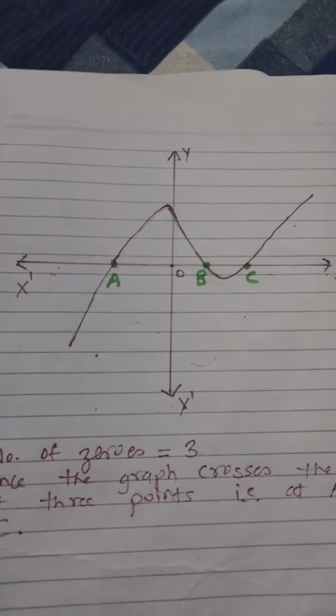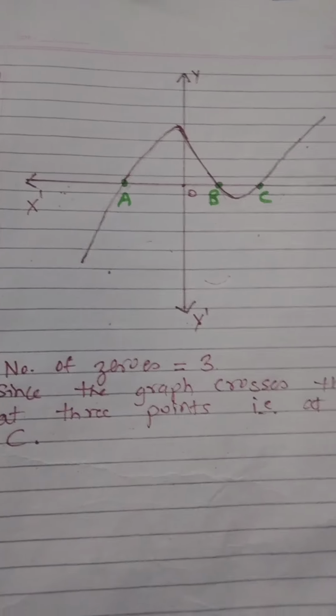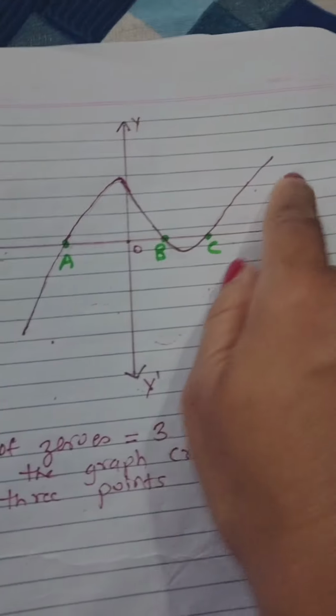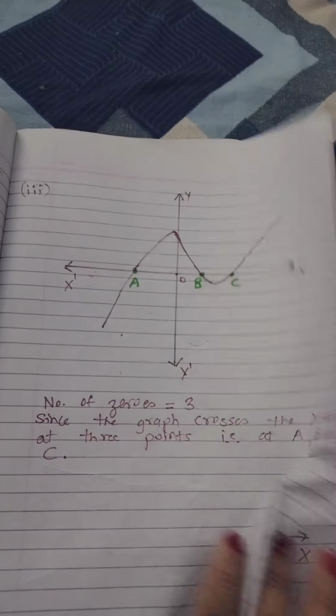Now this third question shows the graph of the polynomial. In this case, the number of zeros is equal to 3, since the graph crosses the x-axis at 3 points, that is A, B and C. So we can see here this graph crosses this x-axis at points A, B and C. Hence it has 3 zeros.